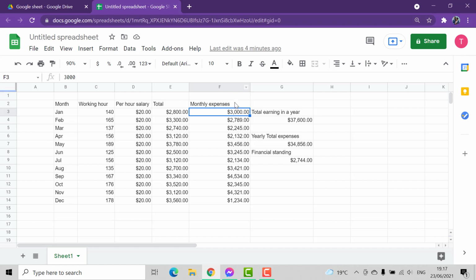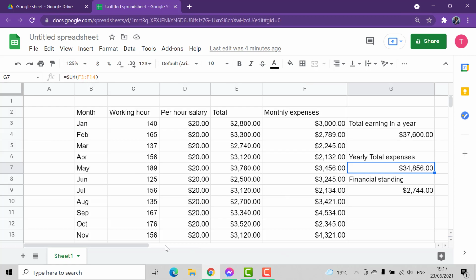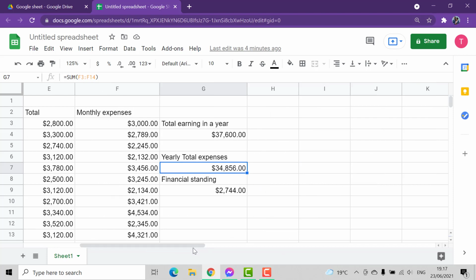Yearly total expenses. That is also the summation of all the expenses starting from January until December. The expenses start at F3 and end at F14. And if you go to yearly total expenses and look at the formula, that is sum of F3 to F14, right? And now you have this total earning in a year and total expenses in a year.